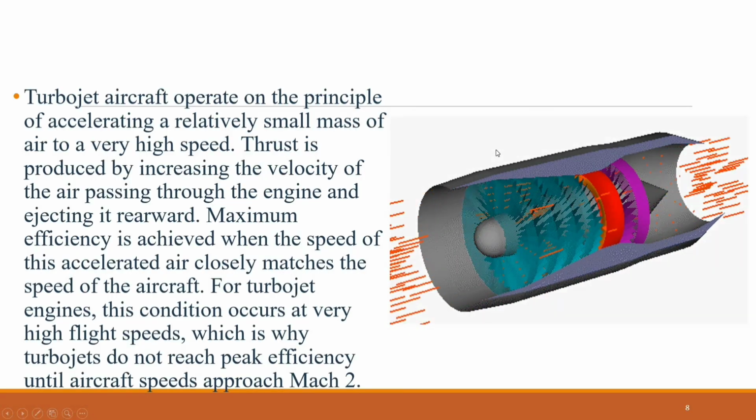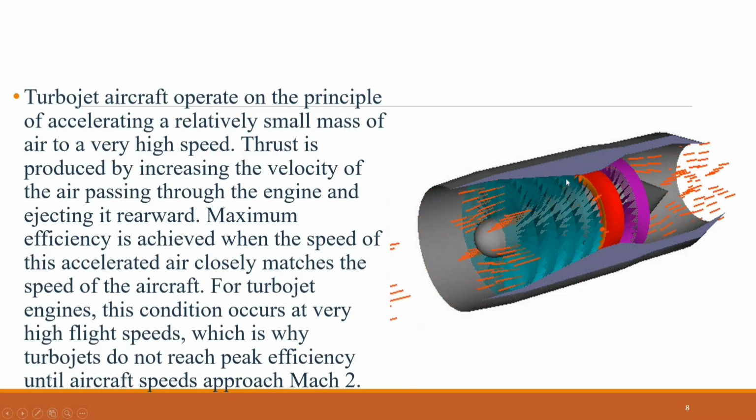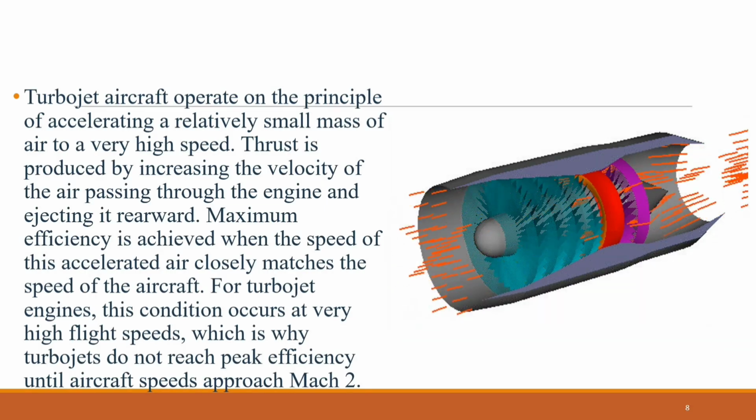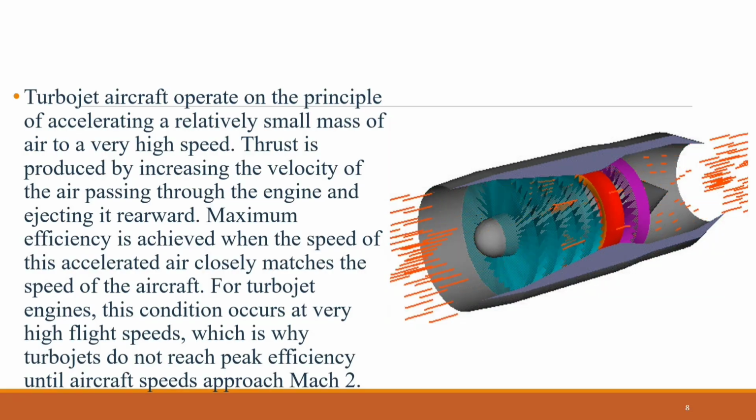Turbojet aircraft operate on the principle of accelerating a relatively small mass of air to a very high speed. Thrust is produced by increasing the velocity of the air passing through the engine and ejecting it rearward. Maximum efficiency is achieved when the speed of this accelerated air closely matches the speed of the aircraft. For turbojet engines, this condition occurs at very high flight speeds, which is why turbojets do not reach peak efficiency until aircraft speeds approach Mach 2.